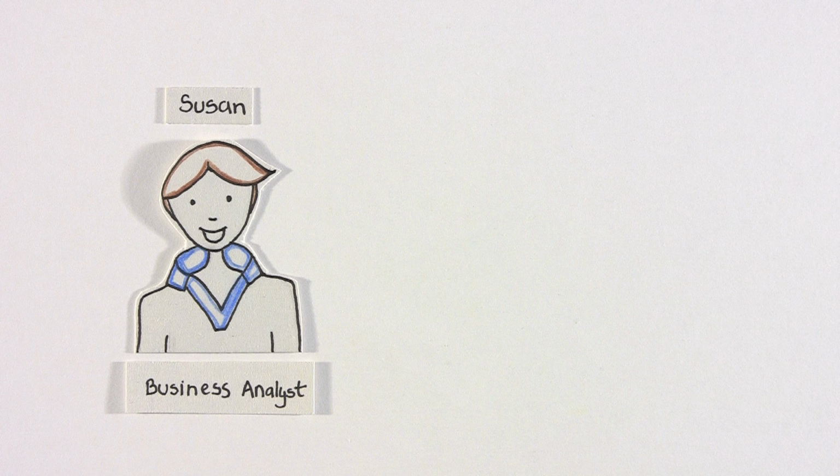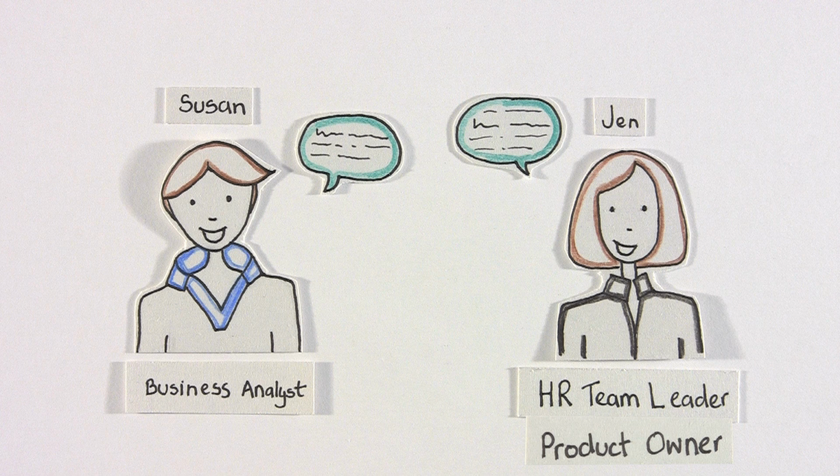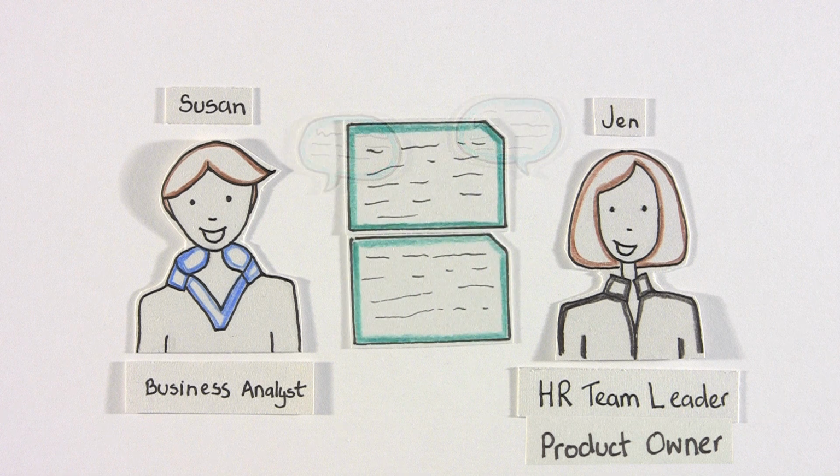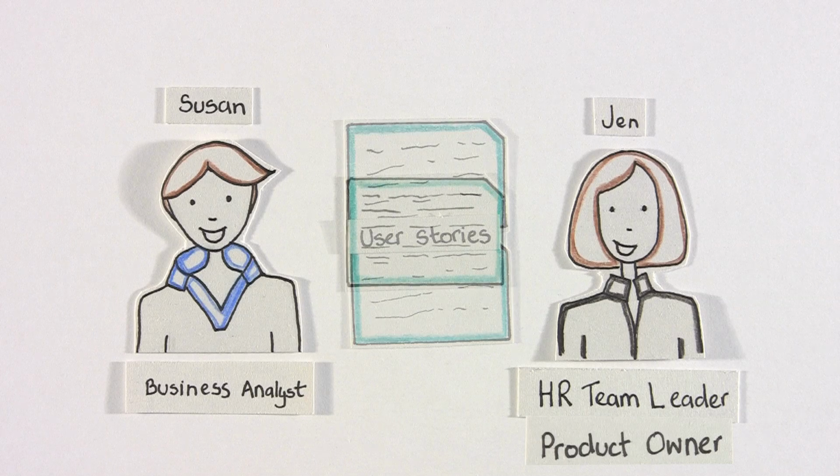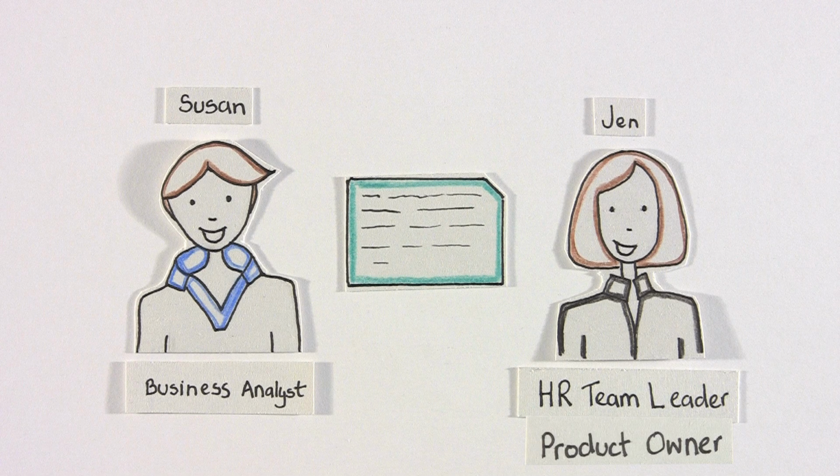Meet Susan, the business analyst of the team. She is having a conversation with her customer Jen, the HR team leader and product owner for this system. Together, they are identifying some of the user stories. For example, they have identified team leaders as users for the new system.